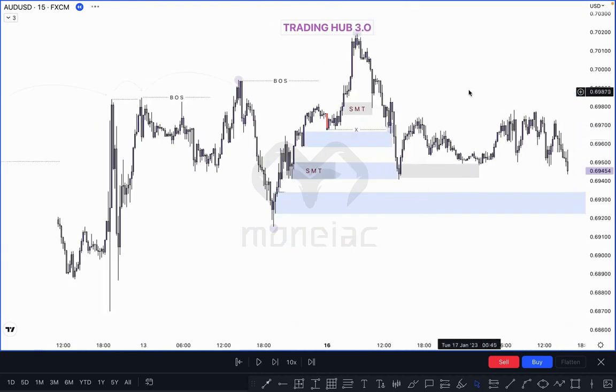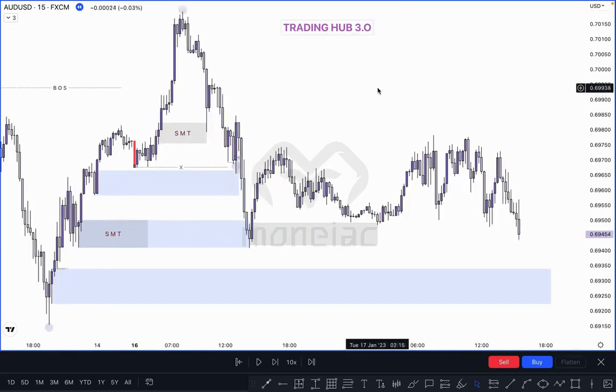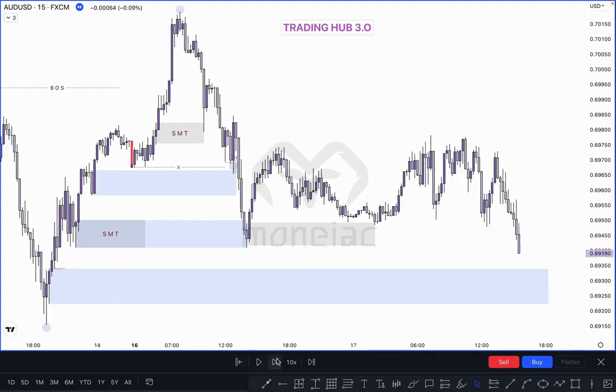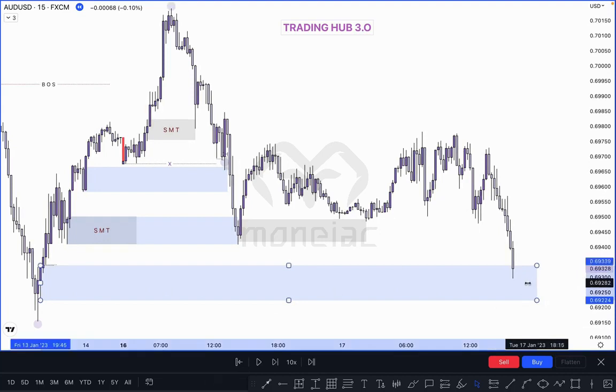Okay, so let's wait to mitigate this order block, then you can switch to a 1 minute time frame for entry criteria. So let's see what happened next here. Okay, so finally the market mitigated our order block. Now you have to switch to a 1 minute time frame to see exactly how you can trade in a 1 minute time frame.